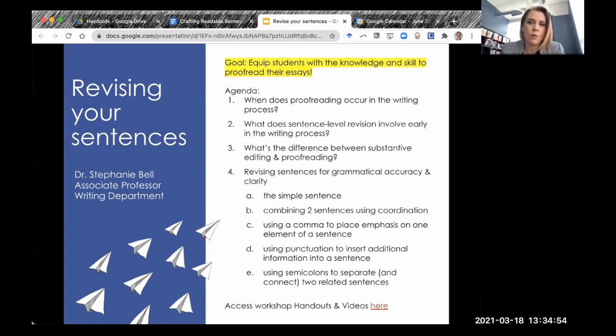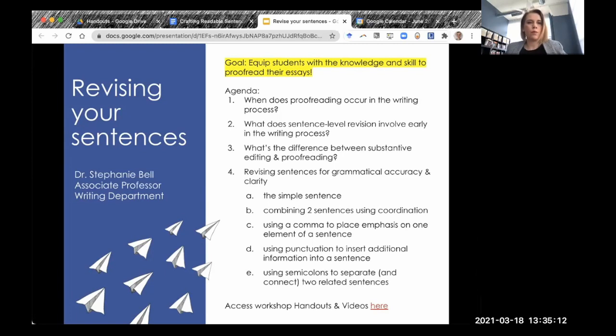So a writing tutor in a one-to-one appointment can help you to identify those types of writing foibles that are patterns in your writing, and teach you those specific skills so that you can edit your own work as you are proofreading your work.